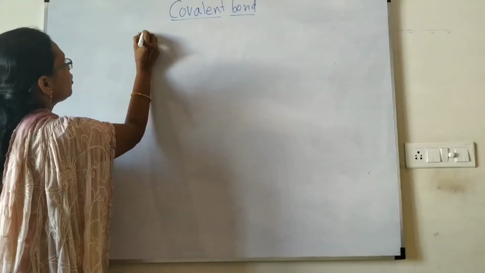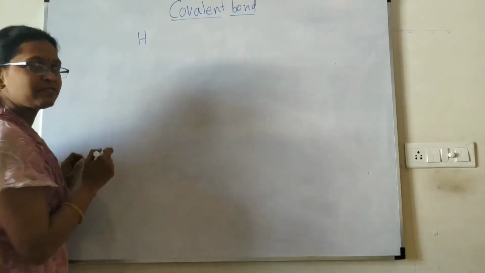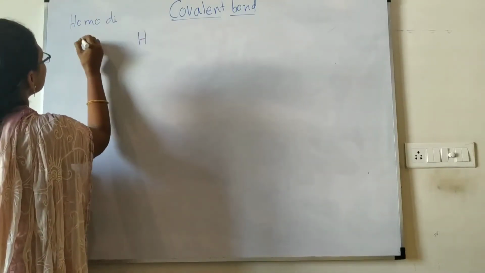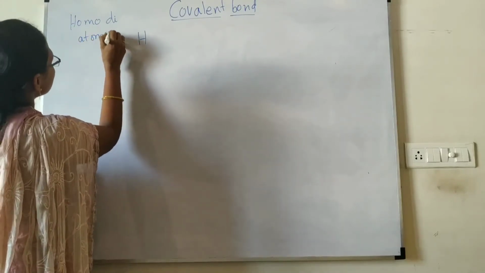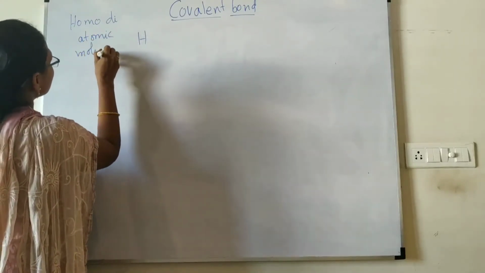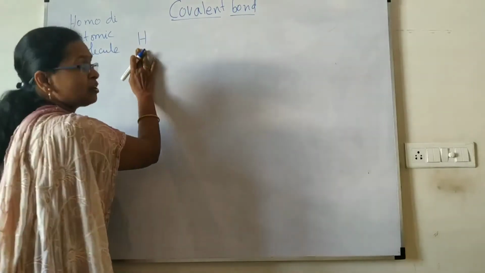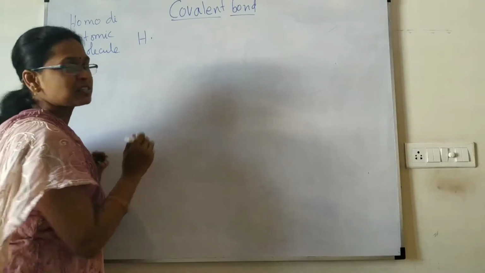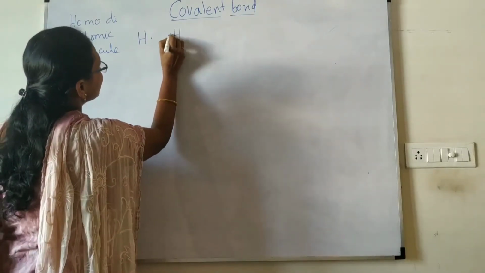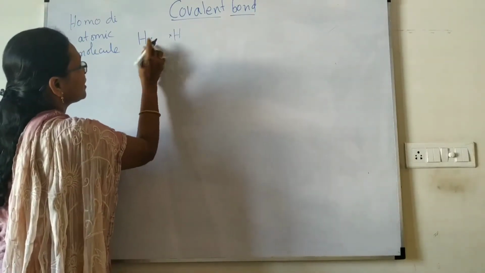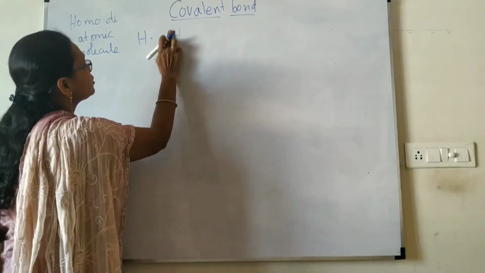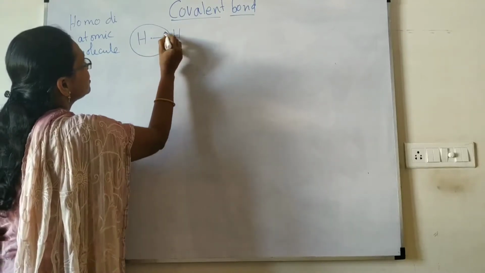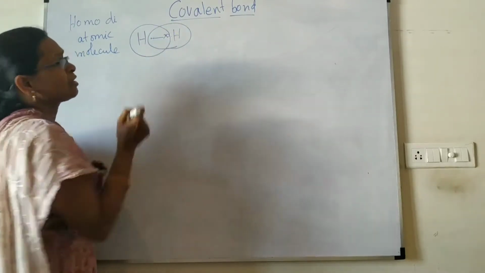For example, I am taking the homodiatomic molecules first. Here, what will happen? Like hydrogen, how many electrons are there for hydrogen? One electron, right? Lewis dot structure. And another hydrogen, another electron. So both atoms have one electron each. These both will share it equally, and they will form a hydrogen molecule.